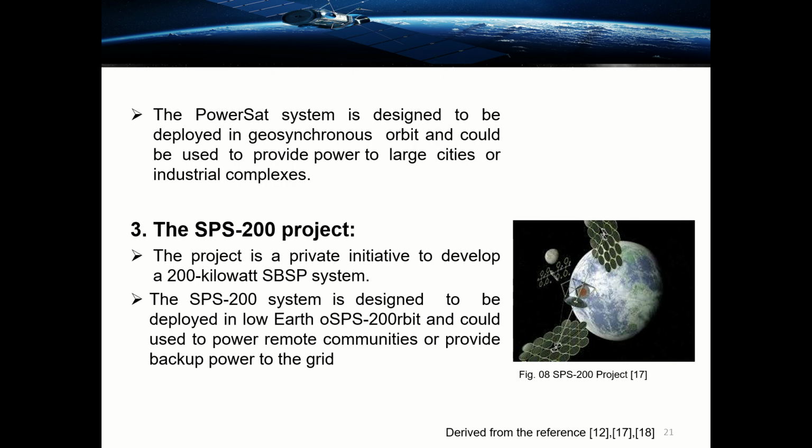The SPS 200 system is designed to be deployed in low Earth orbit and could be used to power remote communities or provide backup to the grid. The SPS 200 precision optimizes polishing processes for spheres, aspheres and freeform surfaces within a working range of about 5 to 200 mm, but also a wide spectrum of other optical surfaces such as cylinders and toroids.